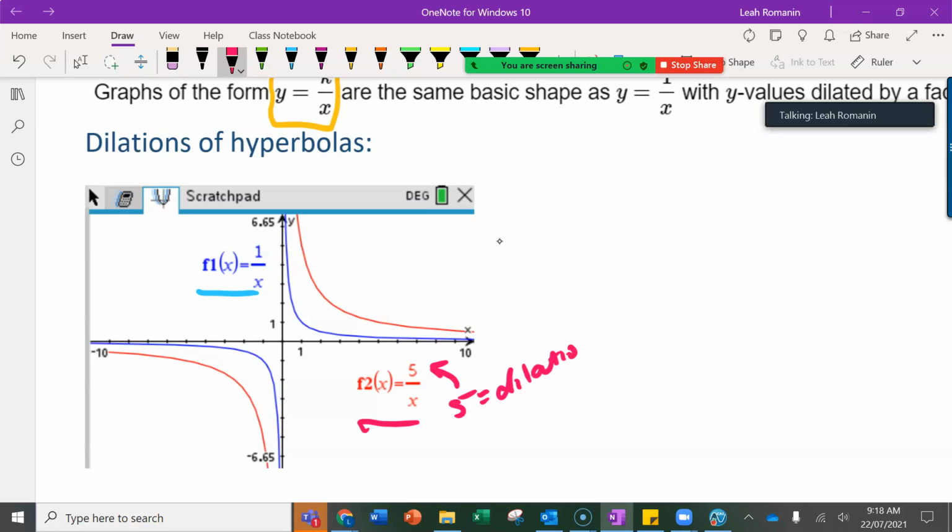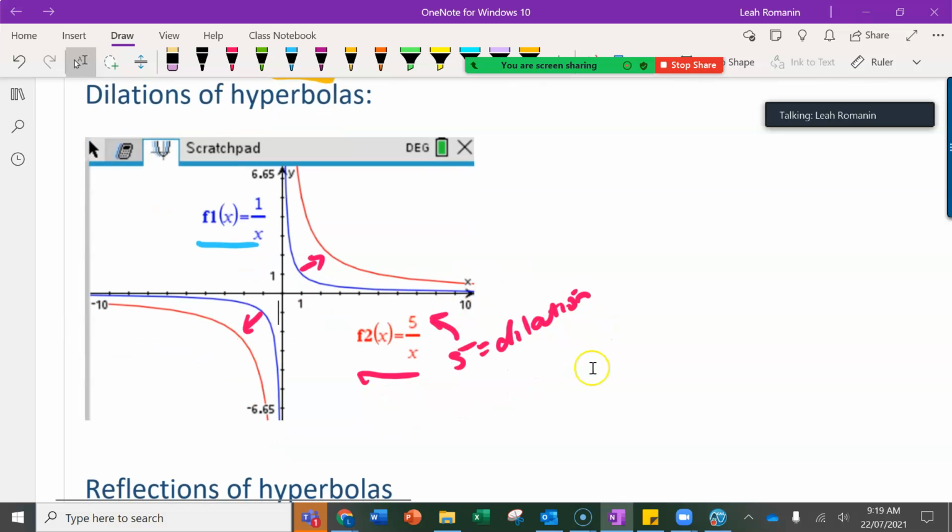Now, if you follow this graph along, as you can see, it's pushed it out further. It sort of pulled it away from the origin, and that's what a dilation factor in this case is going to do. It's going to pull it away from the origin. So we can see that the blue graph comes in quite nicely to the origin, and then when we get to that red graph, our second graph, we're pulling it away, which is the effect of our dilation factor.